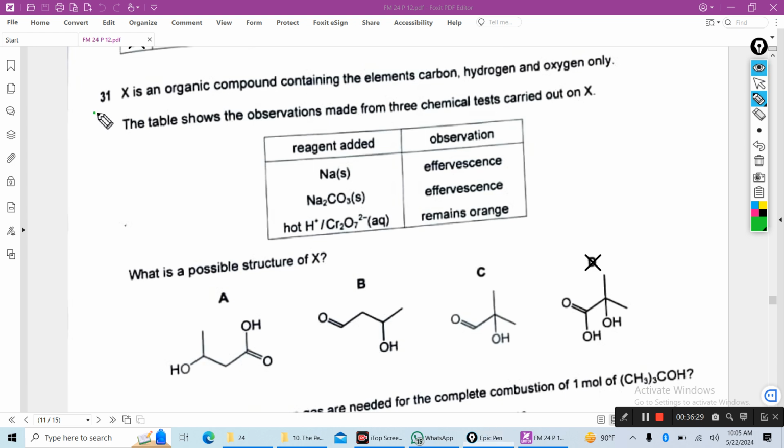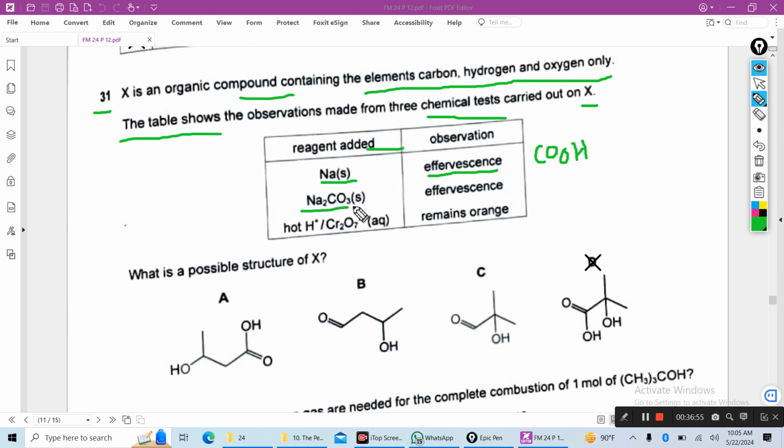31. X is an organic compound containing the elements carbon, hydrogen and oxygen only. The table shows the observations made from chemical tests carried out on X. Reagent, observation: sodium, effervescence means it contains a carboxyl group, an acid. Sodium carbonate, effervescence means the same group, a carboxyl group, X contains. Hot acidified potassium dichromate remains orange.